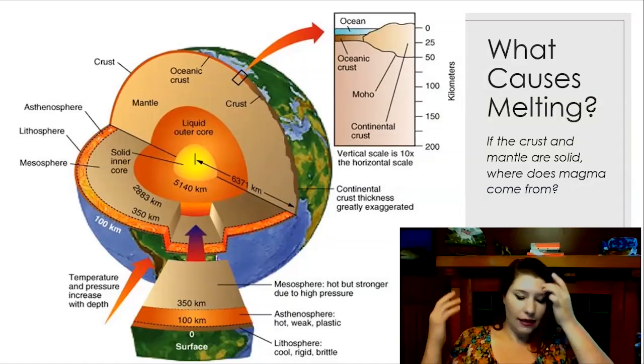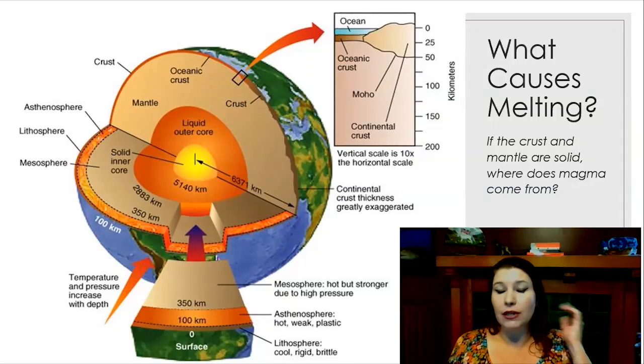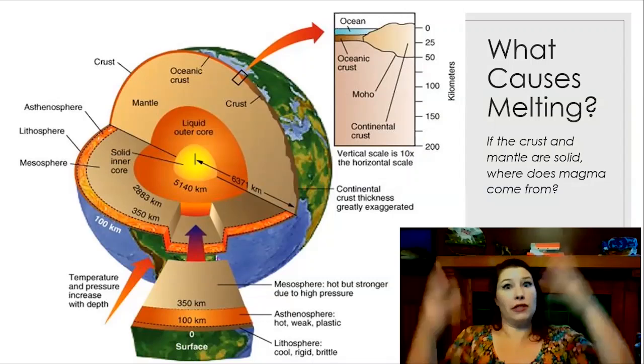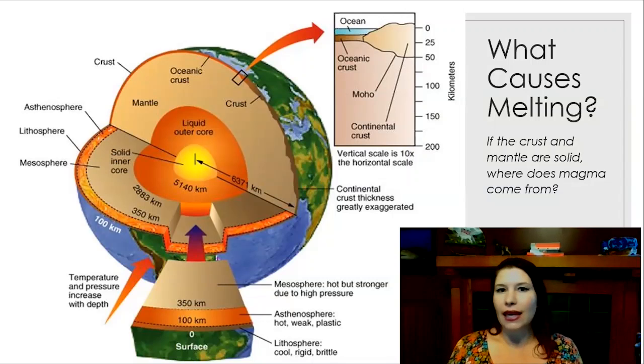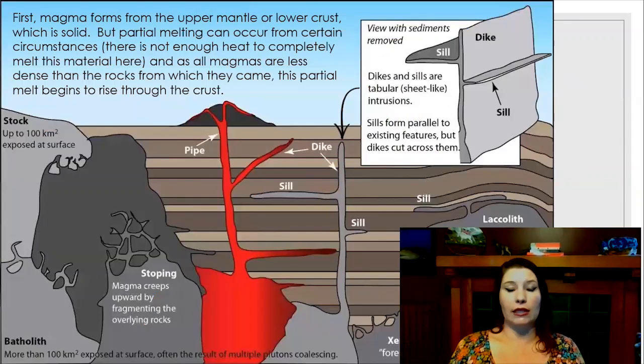It's not like the deeper we dig into the crust of the earth and then get to the mantle, all of a sudden we have all this magma. That's not the case. So where does magma come from? If all that material is solid, as we know, where does magma come from? We have a few different processes we're getting into today.